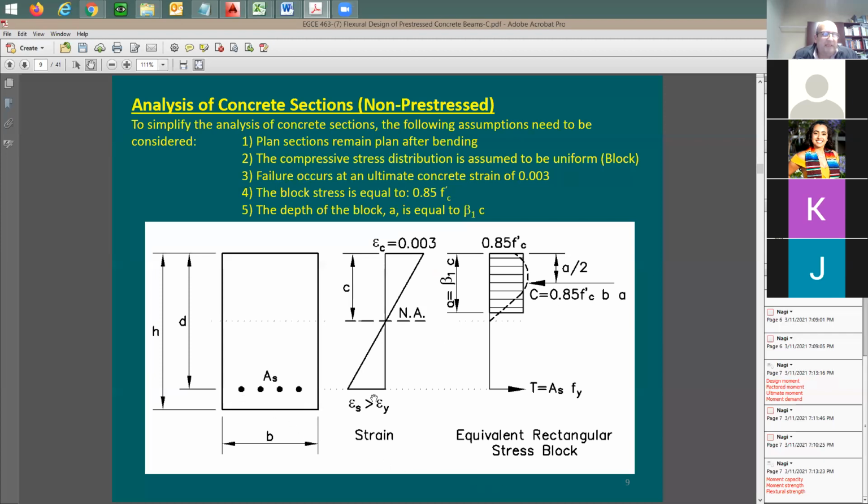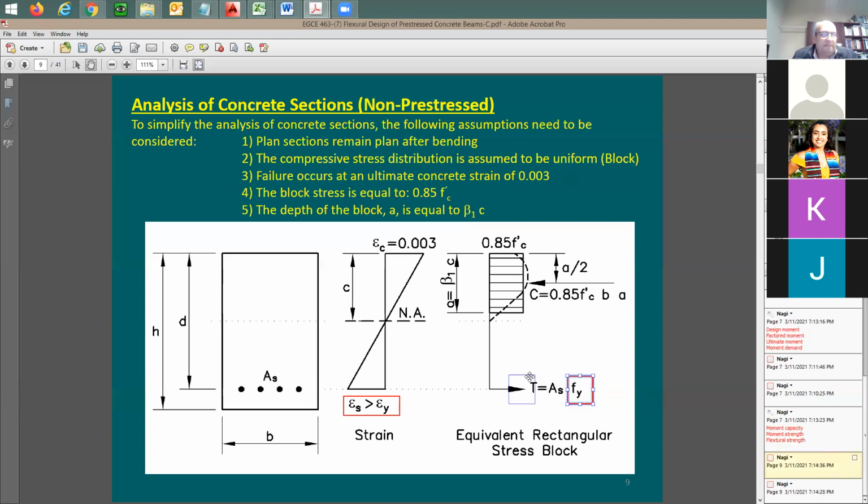We assume that the steel is yielding. So this is our first assumption. We assume that the steel is going beyond the yield point for the material itself, and therefore the stress in the steel is equal to F sub Y. Take the yield strength of the steel, which is typically 60 ksi for A615, multiplied by the cross-section area of the steel, A sub S, and that gives you the total tension force in the steel. You just take the cross-section area of all the steel, multiplied by F sub Y, and you get the tension force.